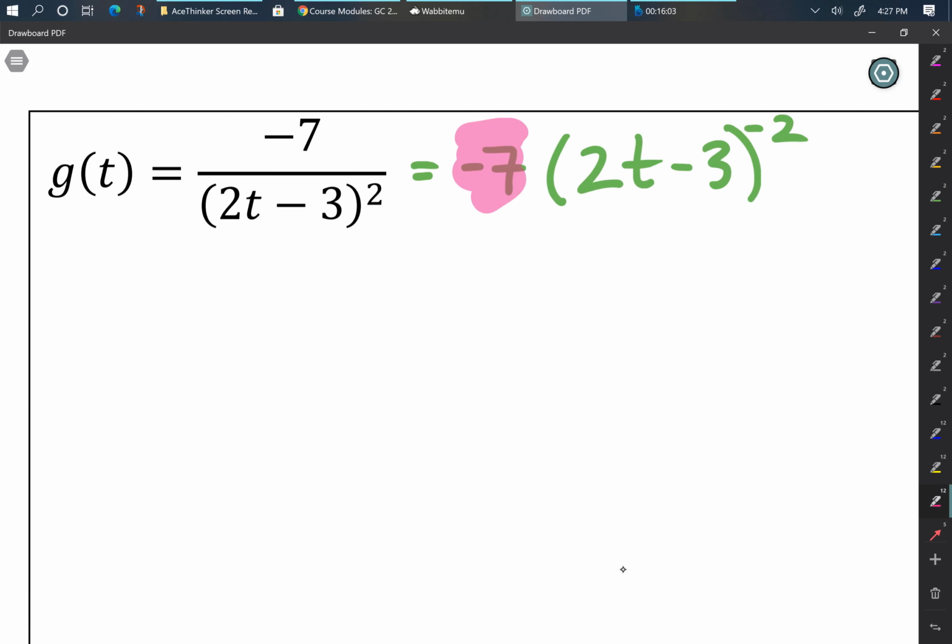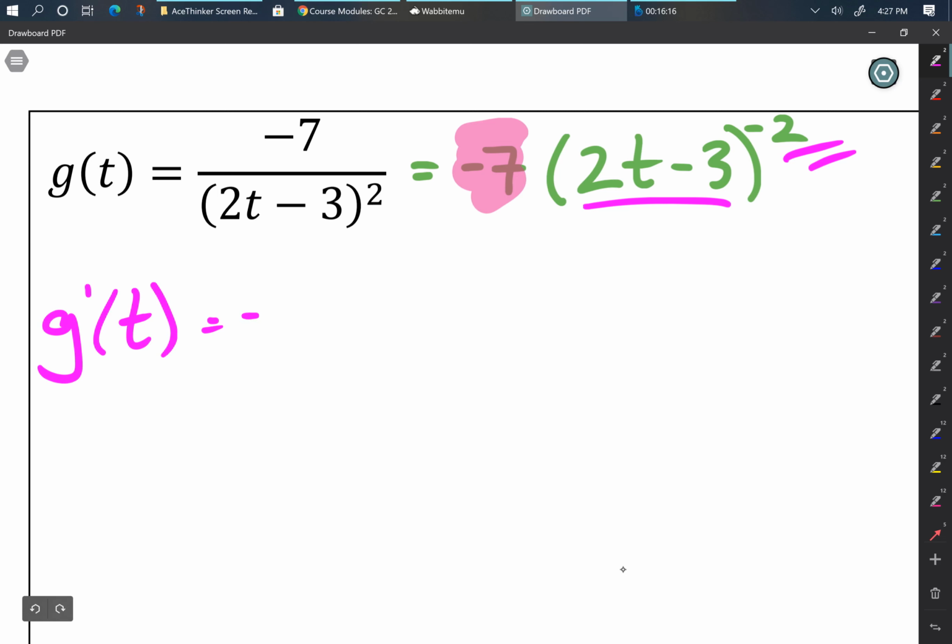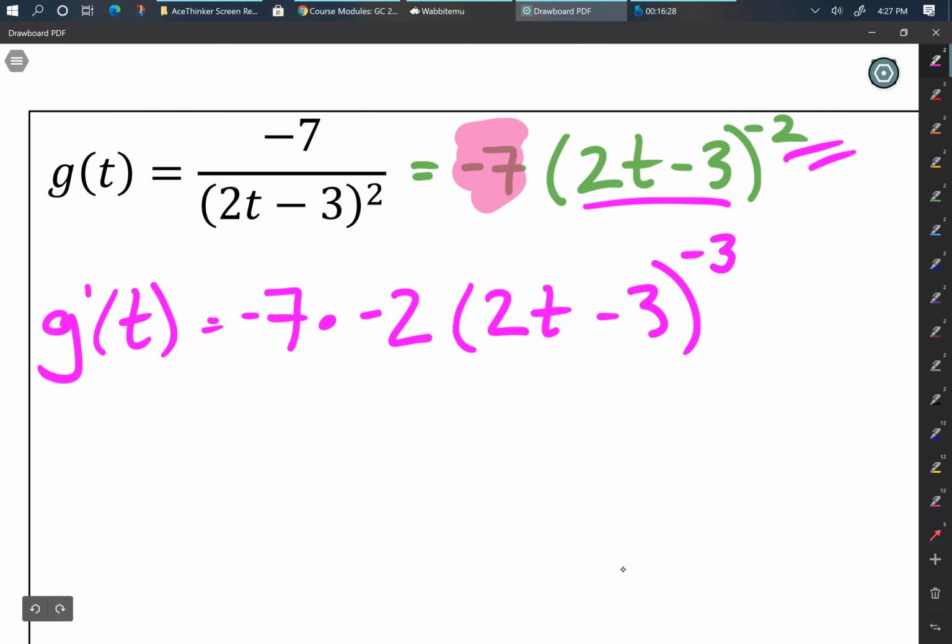And the rule says if there's a number times your function, just pull the number out, take the derivative, multiply the number back in. So then it is just a function raised to a power. So then g prime of t is going to be that negative 7 times, let's see, the derivative of a function raised to a power is the power times the function to the power minus 1 multiplied by the derivative of the function. Right? So this negative 7 is that negative 7.